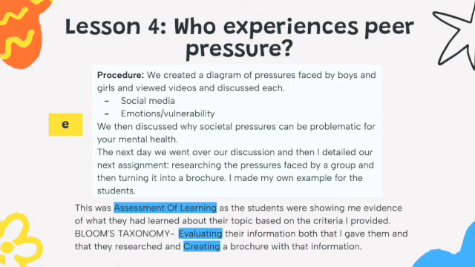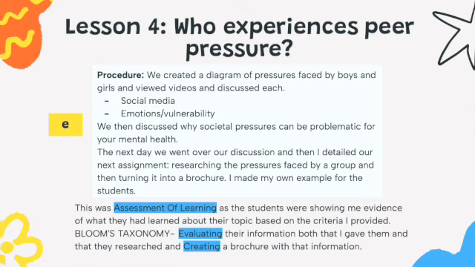Lesson 4, who experiences peer pressure, was indicator E. We created a Venn diagram of pressures faced by boys and girls, and viewed videos and discussed each. The one more focused on the girls was the pressures of social media and the body image issues that come because of that, and the boys were focused more on how they were not able to express their emotions and show vulnerability. And so that led into a discussion on why societal pressures can be problematic for your mental health.